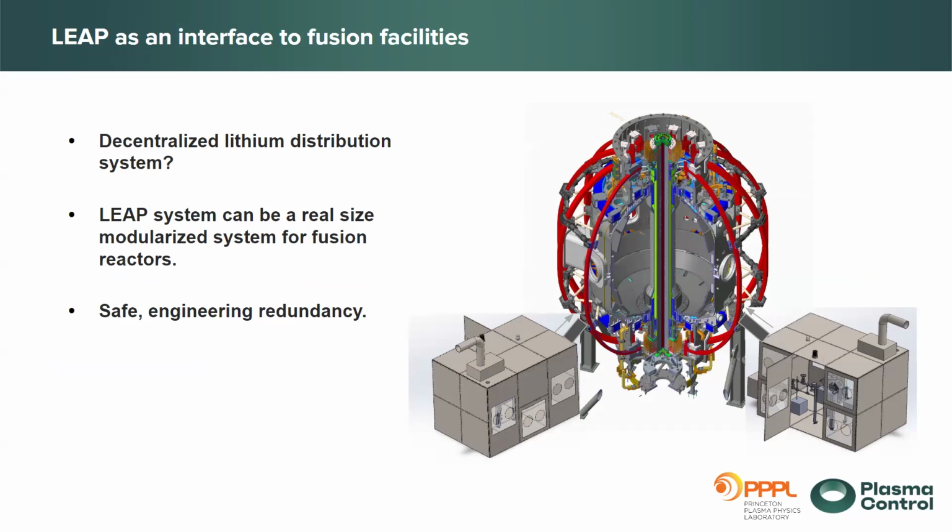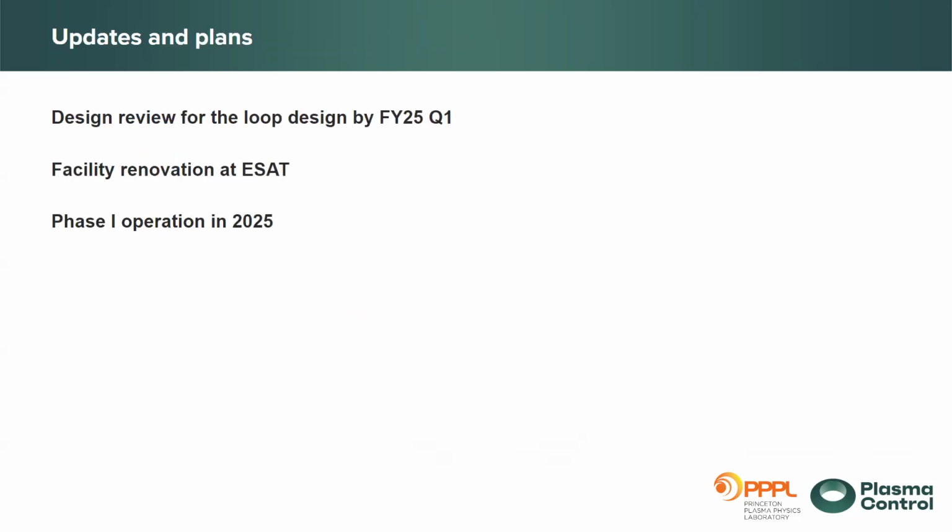Okay, so last, this is probably a takeaway message: in my wildest dream, LEAP can act as an interface to fusion facilities. It can be a decentralized lithium distribution system, because the panels are fully customized and modularized, so you can make them mate to the channels or chambers of the fusion device. It can be a real-sized modularized system for fusion reactors, just as is. And of course, if you add multiple of them around the reactor, it gives you engineering redundancy and ensures the safe operation of any lithium or liquid metal components that are required for the PFCs, limiters or any first wall components.